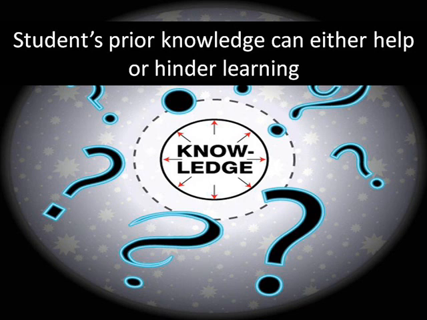A student's prior knowledge can help or hinder learning. Prior knowledge means all of those thoughts and beliefs that the student has picked up throughout their life. Prior knowledge can be good or bad. If prior knowledge is accurate, then it is good because it gives a solid foundation for learning new things.